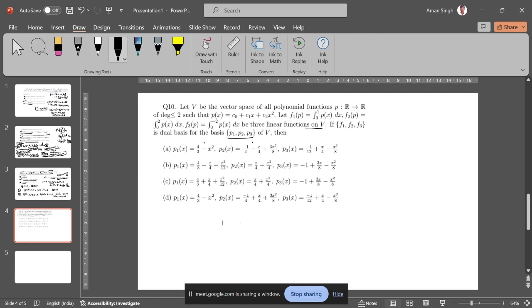If the dual basis is P1, P2, P3, then we want to calculate P1, P2, P3. Let's say P1 is equal to C0 plus C1x plus C2x square. P2 is equal to B0 plus B1x plus D2x square. P3 is equal to E0 plus E1x plus E2x square. Because we have less space, we'll calculate 1 or 2, and I suppose the answer will be there. Since the Pi set is the dual basis, Fi of Pj is equal to the Kronecker delta.